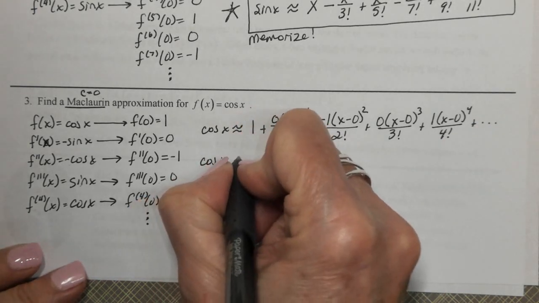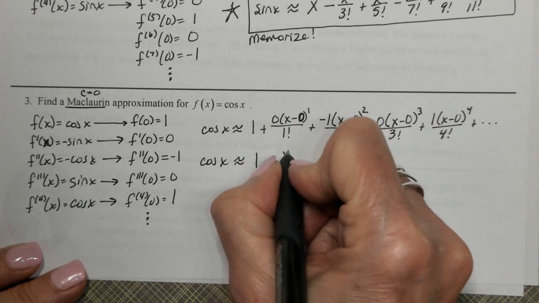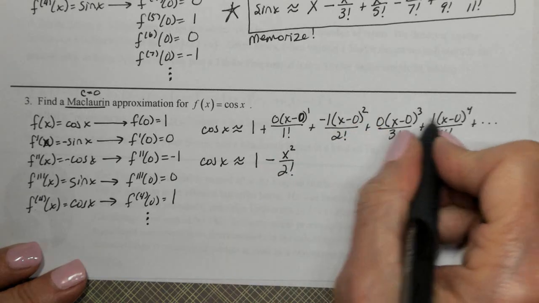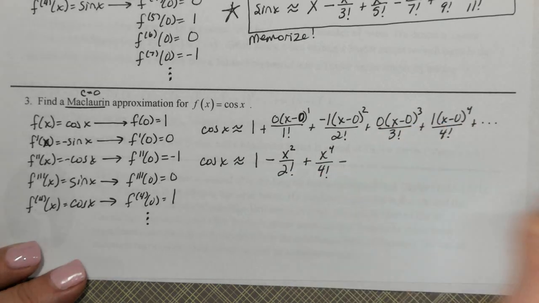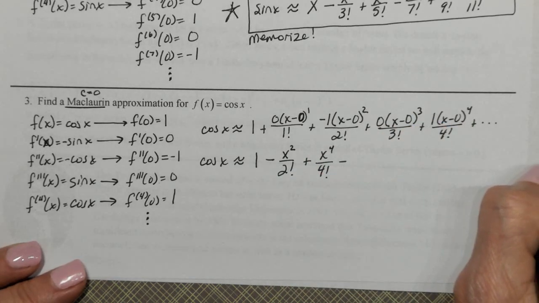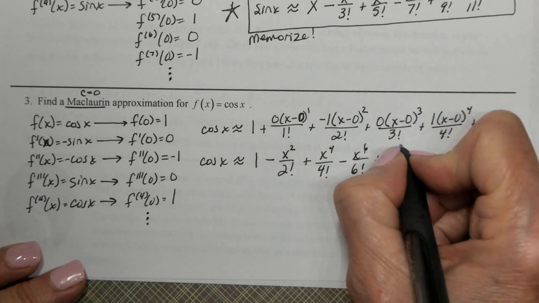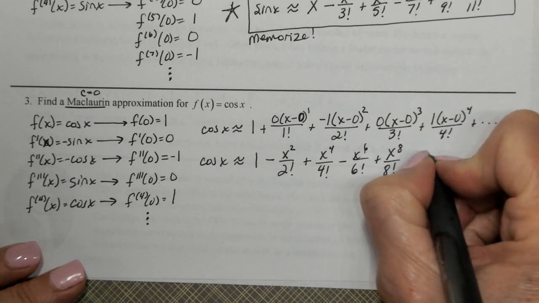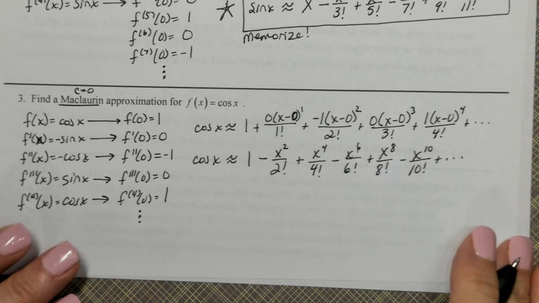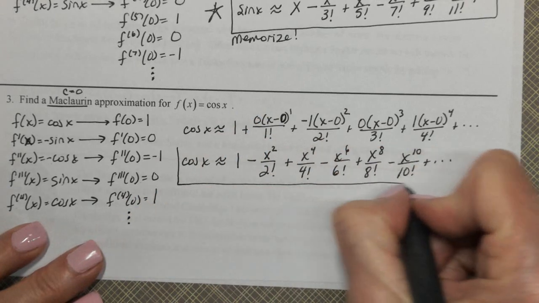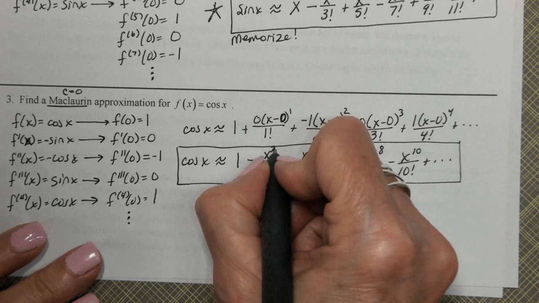So let's simplify that, clean that up. We start with 1 minus x squared over 2 factorial plus x to the 4th over 4 factorial. What would the next one be? It would be minus, because we're clearly alternating in sign. X to the 6th over 6 factorial plus x to the 8th over 8 factorial minus x to the 10th over 10 factorial, and that would go on and on. And this is the last one that I need you to memorize. The last Maclaurin series I need you to memorize.